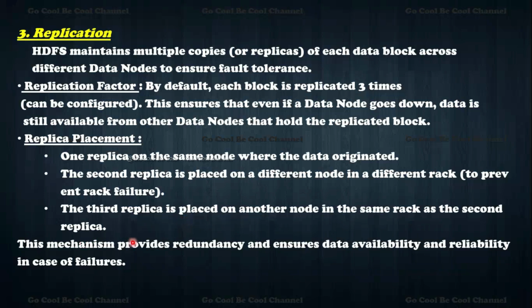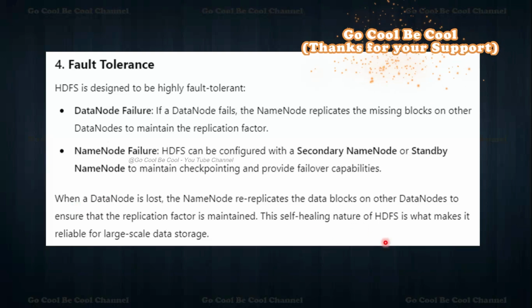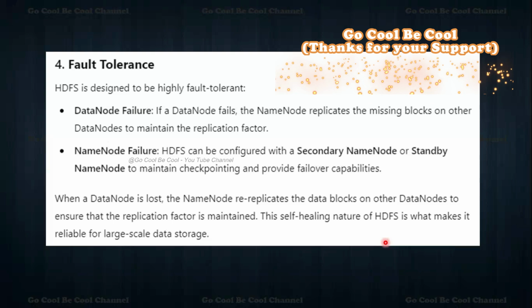So for fault tolerance, HDFS is designed to be highly fault tolerant. Data node failure and name node failure are also main areas. So what happens when a data node is lost? When a data node is lost, the name node re-replicates the data blocks on other data nodes to ensure that the replication factor is maintained. This self-healing nature of HDFS is what makes it reliable for large scale data storage.